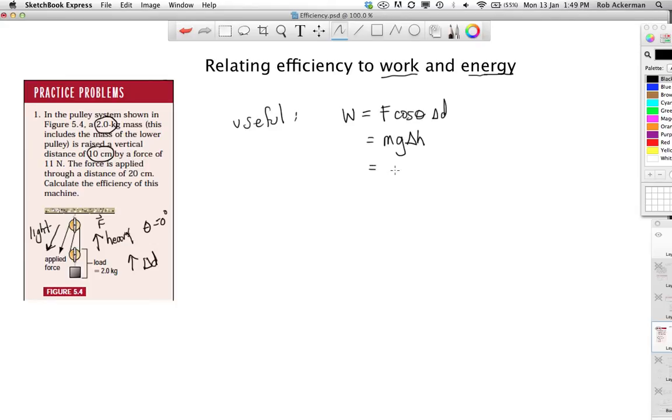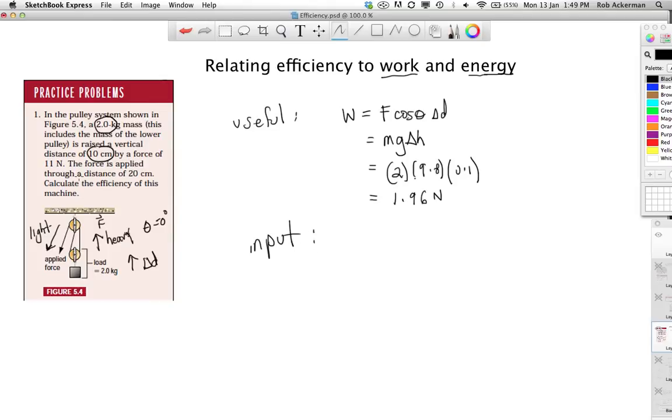mg delta h here comes out to 2 kilograms times 9.8 newtons of force on each of those kilograms times the 0.1 meter that it is lifted. And so I get useful work of 2 times 9.8 times 0.1 equals 1.96 joules. The question is, what did I have to put in to get this to happen?